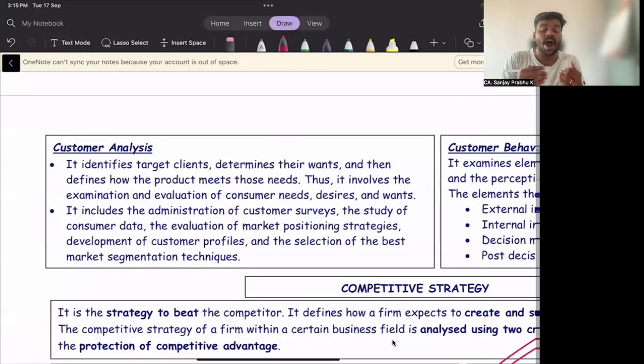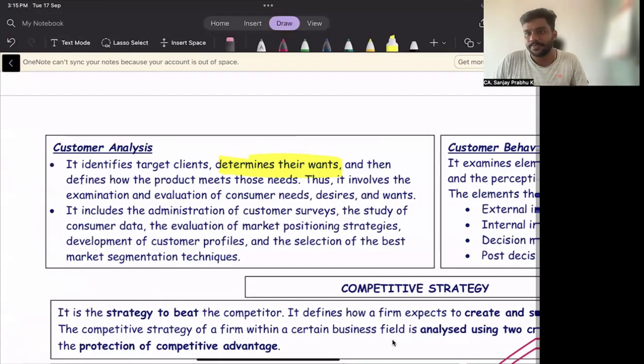Customer analysis means you want to understand the needs of the customer. You should determine the needs of the customer. See, right now I am selling a product. I'm selling my CA Inter SM as well as auditing classes online. Recorded classes, I used to say. So before selling, I should understand my customer.